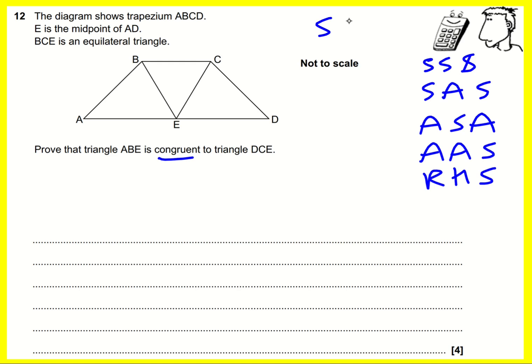One to remember is that SSA, if you have 2 sides and an angle but not in between, that does not imply congruence. So that's an important one to know.